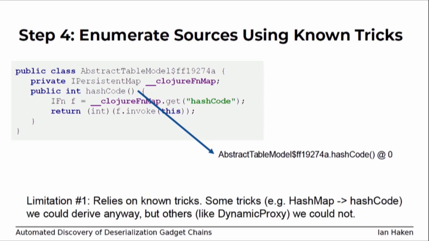But this does highlight one limitation that I want to point out, which is that this does rely on known tricks. So knowing that we can get to hashCode, we could have derived from this analysis just by going through that symbolic execution of the readObject method of HashMap. But there are other clever tricks that researchers have come up with, like wrapping things in a dynamic proxy, which then calls InvocationHandler.invoke, that we wouldn't be able to derive. So there's definitely room for more gadget chains that this thing might be missing, just because there might be more clever tricks that aren't hard-coded into it.